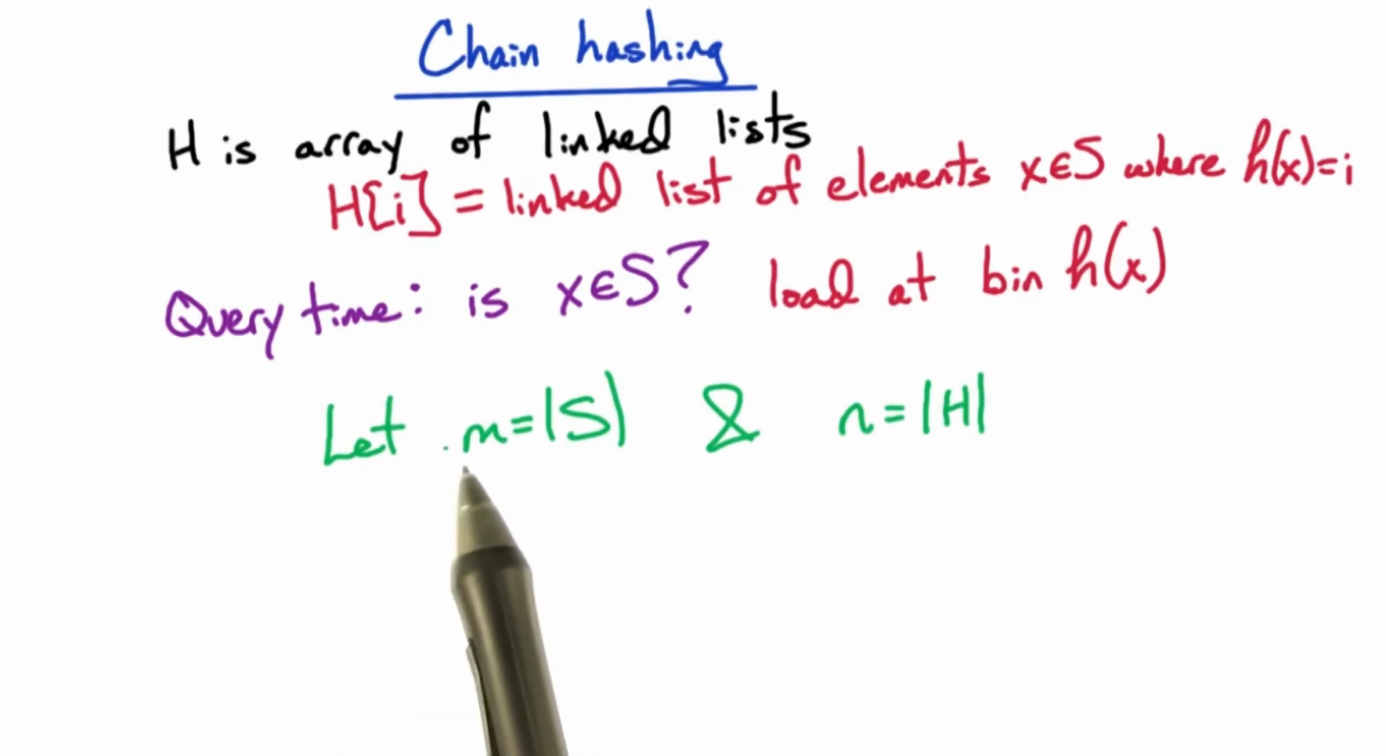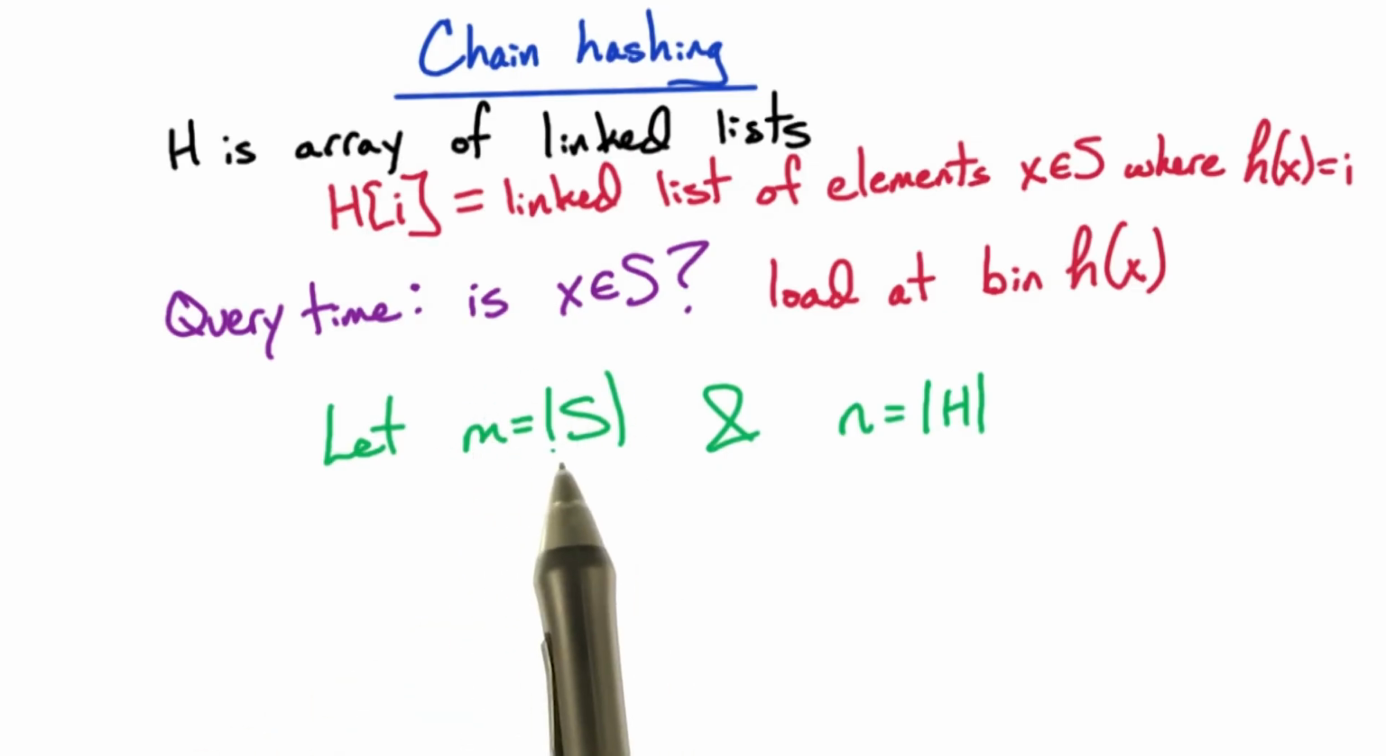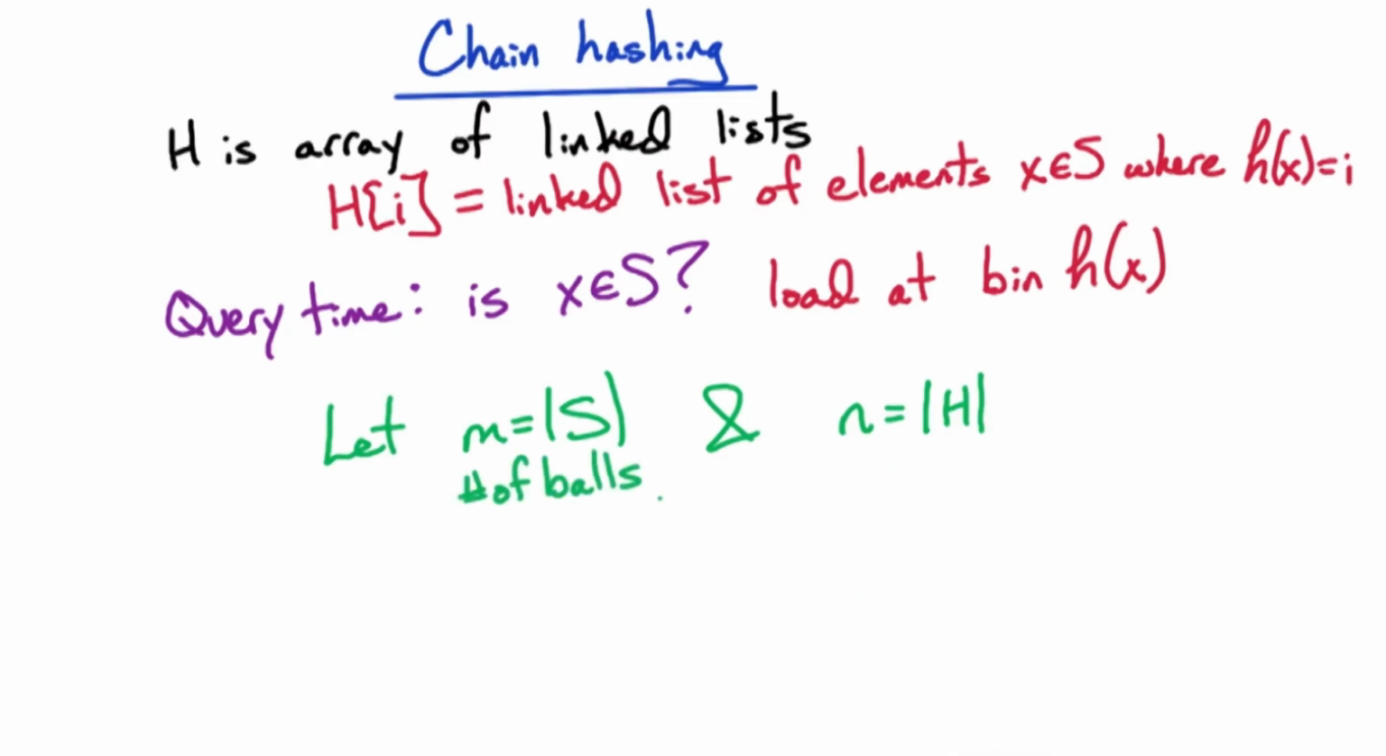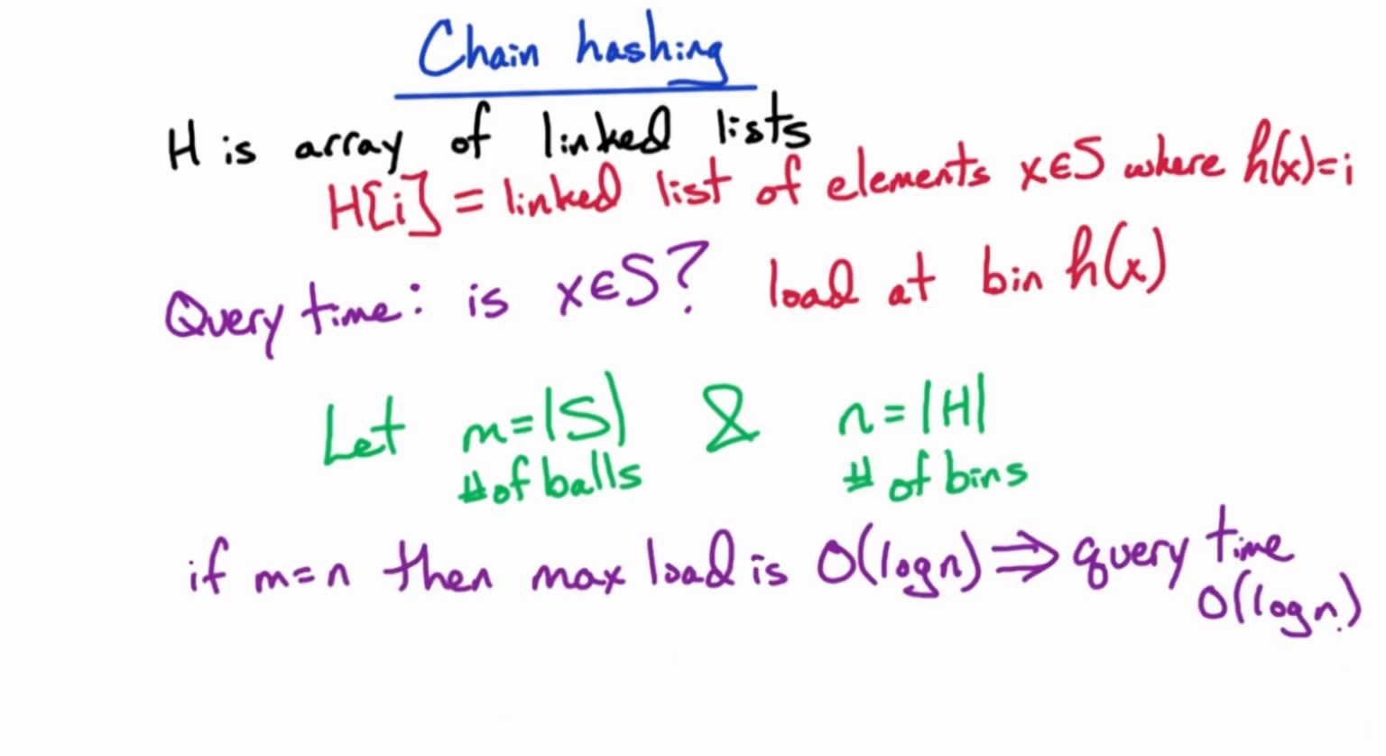Let's introduce some notation. Let m be the size of our dictionary of unacceptable passwords, and let little n be the size of our hash table. So in our balls and bins analogy, little m is the number of balls that we're throwing in, and little n is the number of bins. Now if m equals n, so the number of balls is the same as the number of bins, this is the toy problem that we analyzed before. And what we saw is that the max load is order log n with high probability. Of course, in the worst case, the max load might be order n, but that's an unlikely event. With high probability, the max load is going to be order log n, which means the query time in the worst case is going to be order log n with high probability.